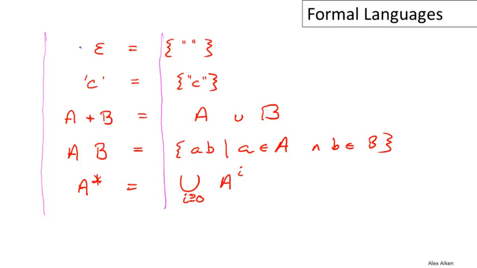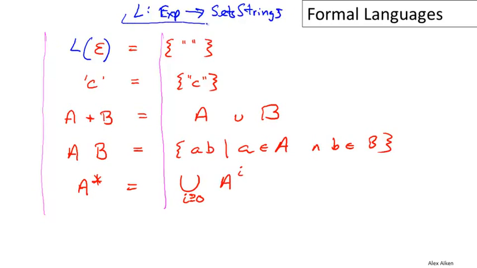So what we really want to say is that there's some mapping, that the language L of epsilon is this set. So L maps from expressions into sets of strings. Okay, it's a function that maps one to the other. And if you haven't seen this notation before, this is a standard notation for describing functions. It just says that L is a function from things in this domain to this range. Okay? And similarly, the language of this expression is this set.